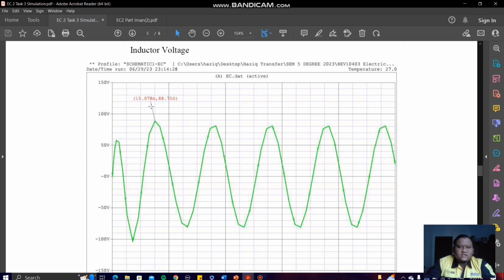From the waveform, we get the inductor voltage, which is 88.756 volts at a time delay of 15.078 milliseconds.